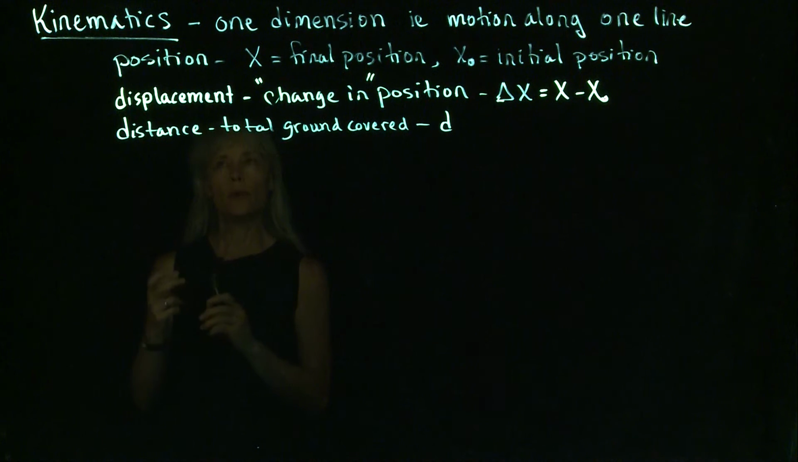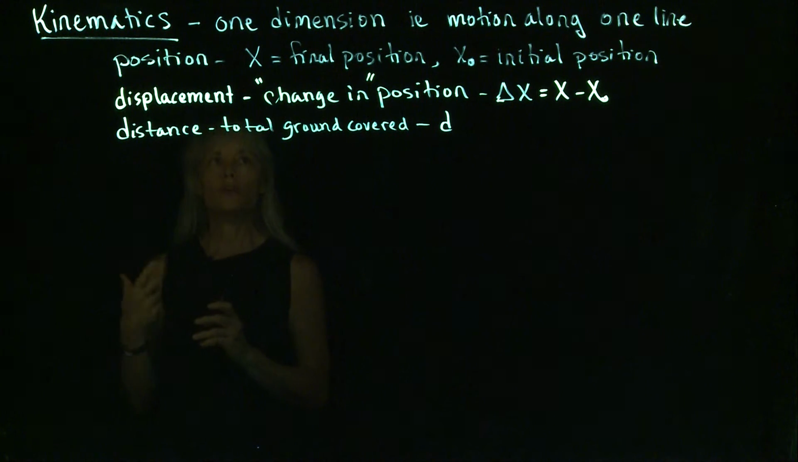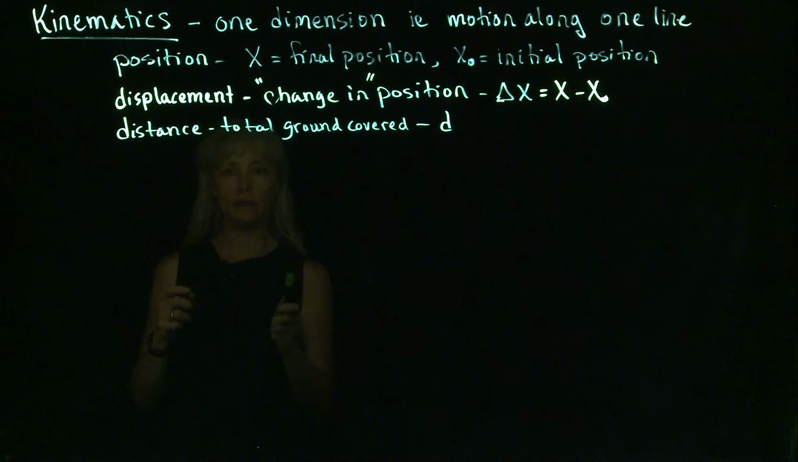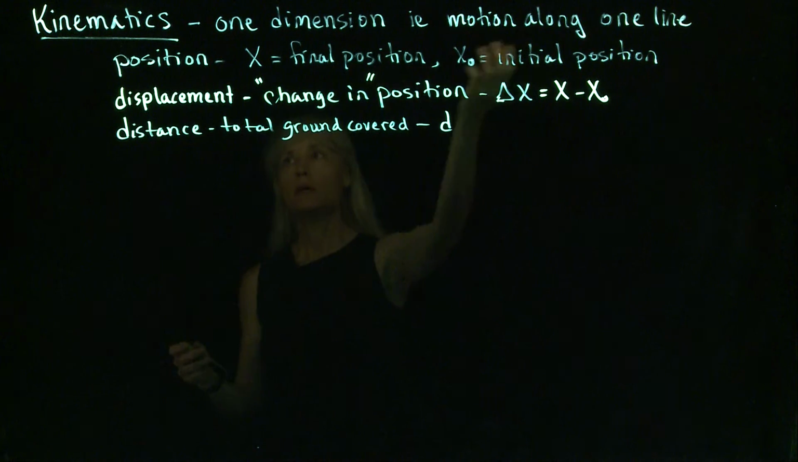Remember that we were beginning with just one-dimensional motion, so we were confining our object to move either just along the x-axis or just along the y-axis, or just north-south or just east-west. In other words, only along one line.